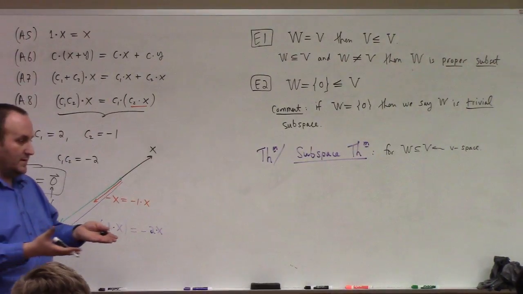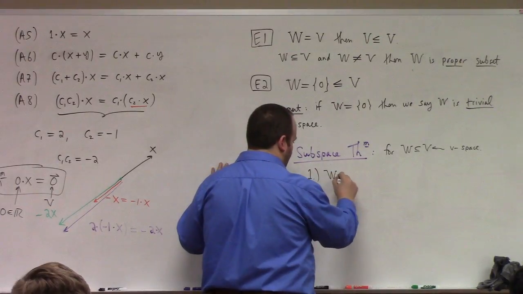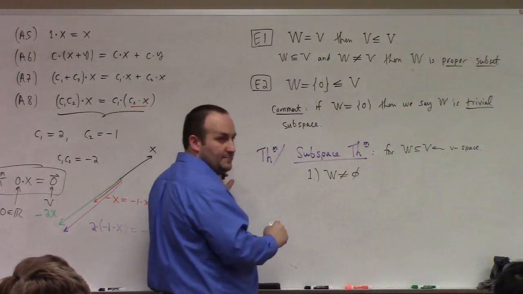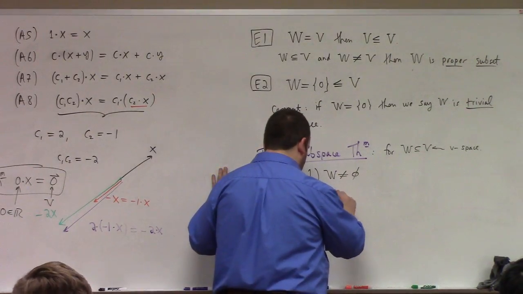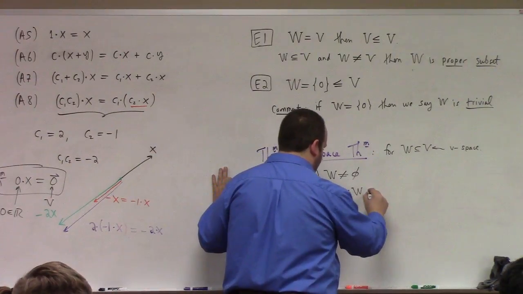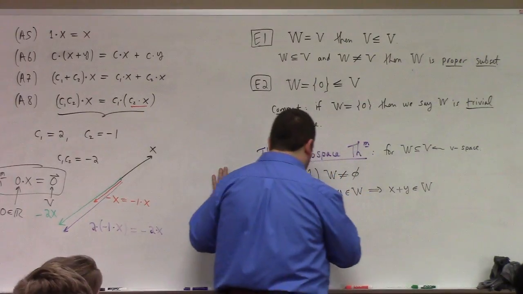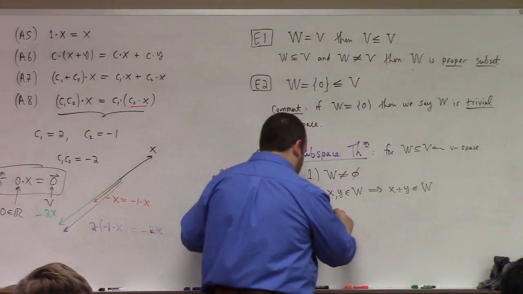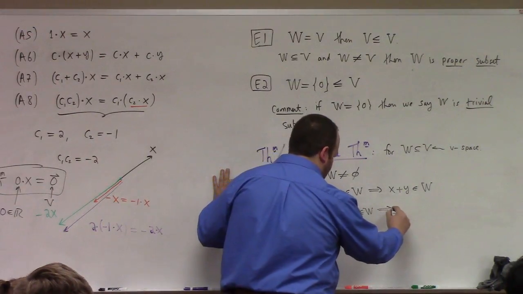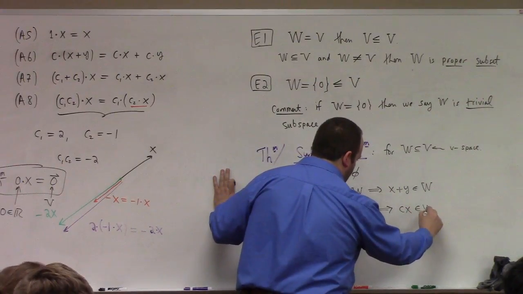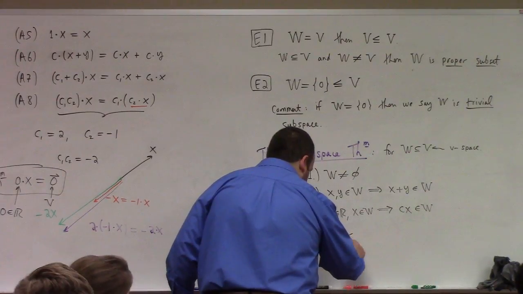of V. Clear enough? Then here's the rules. If you can show, number one, that W is not equal to the empty set. Number two, you can show that X and Y being in W implies that X plus Y is in W. And three, if C is a real number and X is in W, implies that C times X is an element of W, then W is a subspace of V.